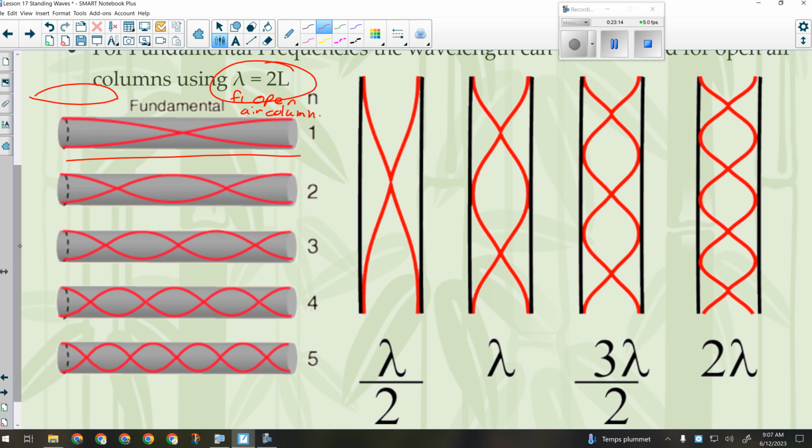Questions on those? We're going to go over a few examples here just to get a chance to work on them and see how they work.